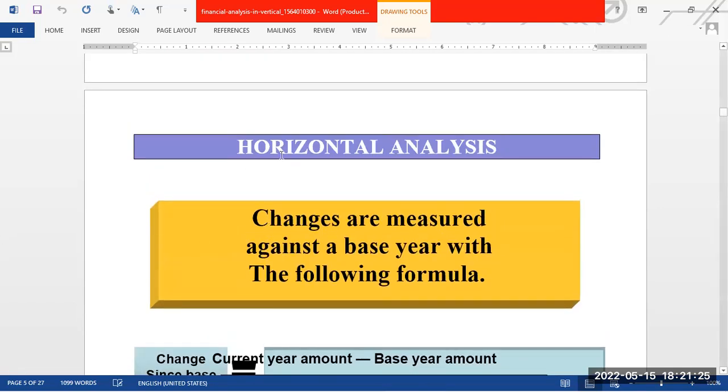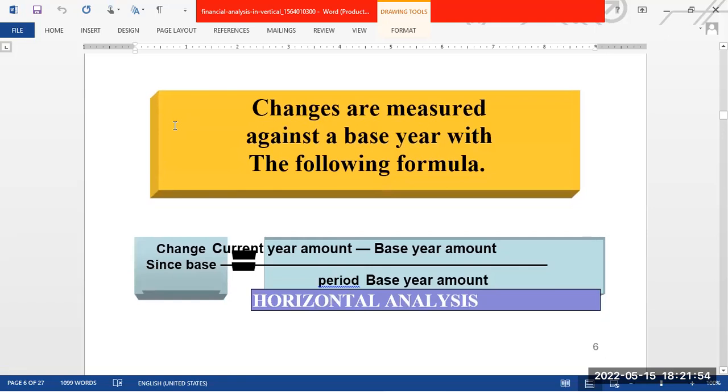To begin with the first one, which is horizontal analysis, as a tool of financial statement analysis, you will find that it is always concerned with changes that are measured against a base year with the following formula. So you relate all your financial flows to a base year. You take the current year amount minus the base year amount, all over the base year amount, and you get your horizontal analysis.